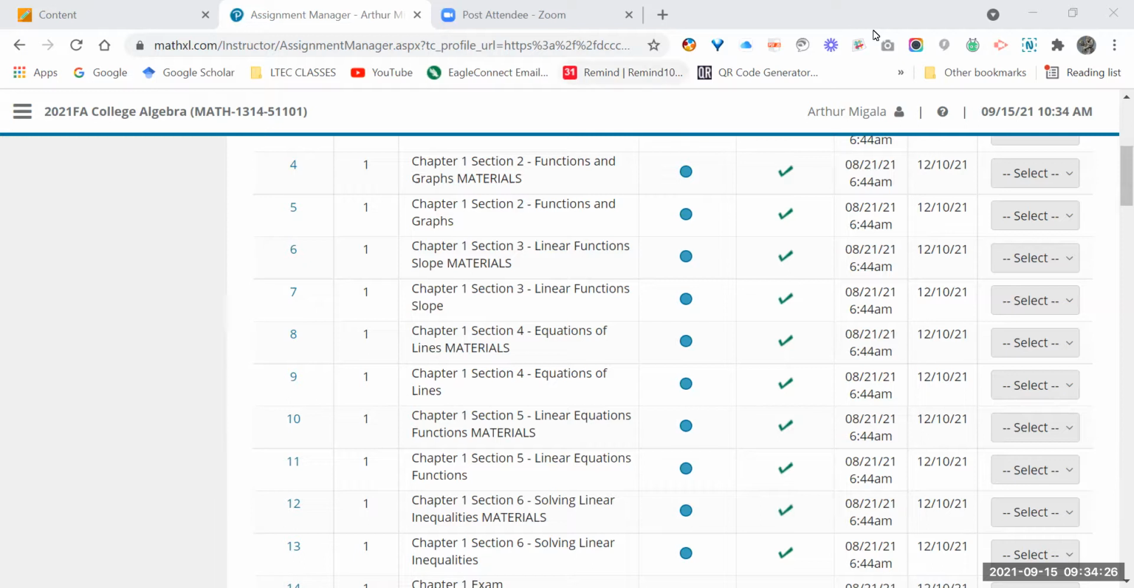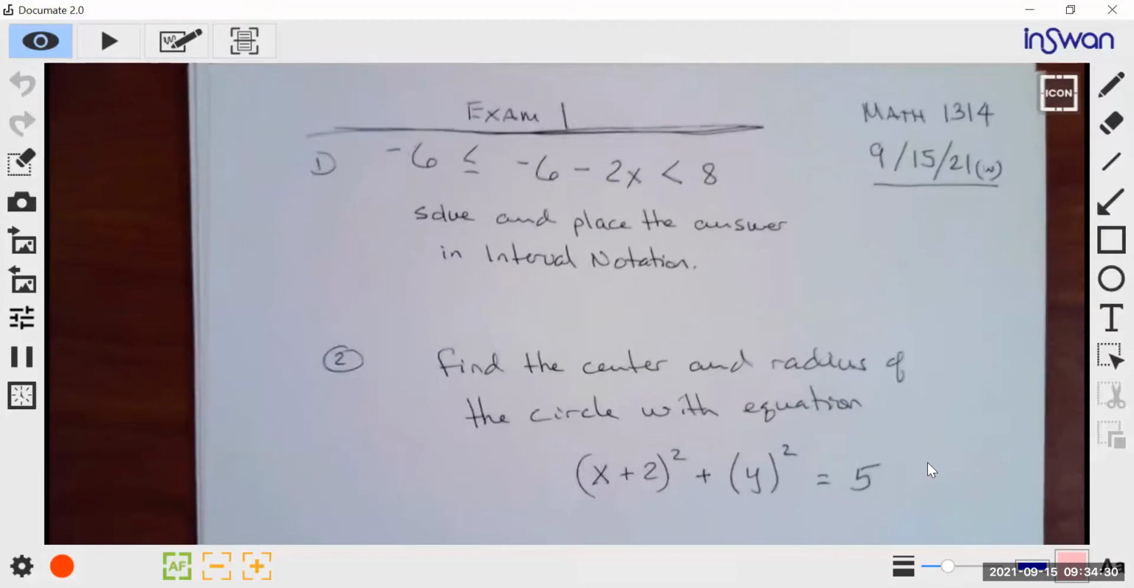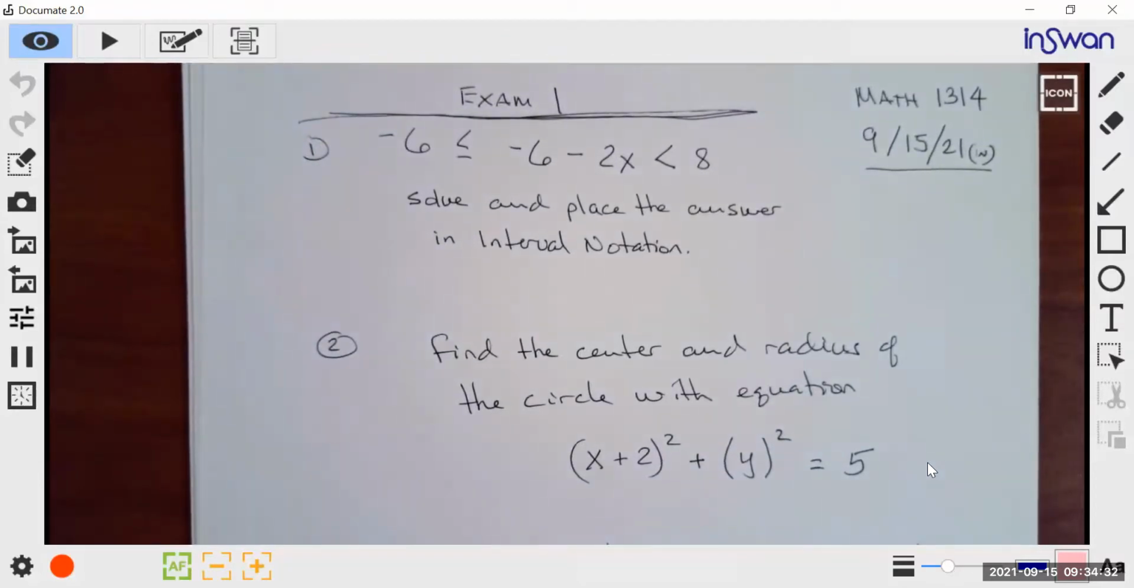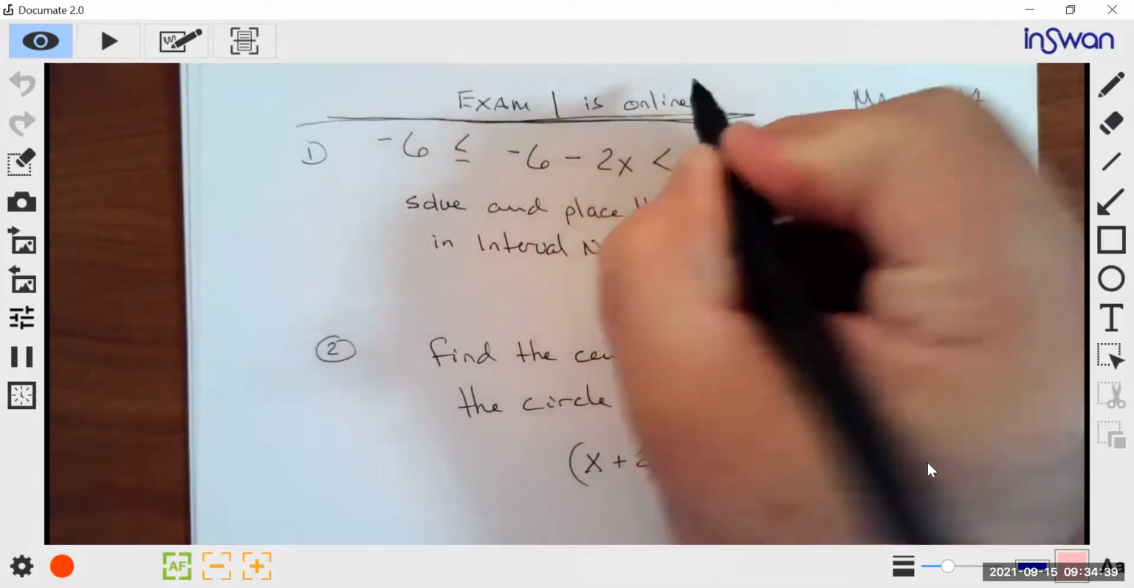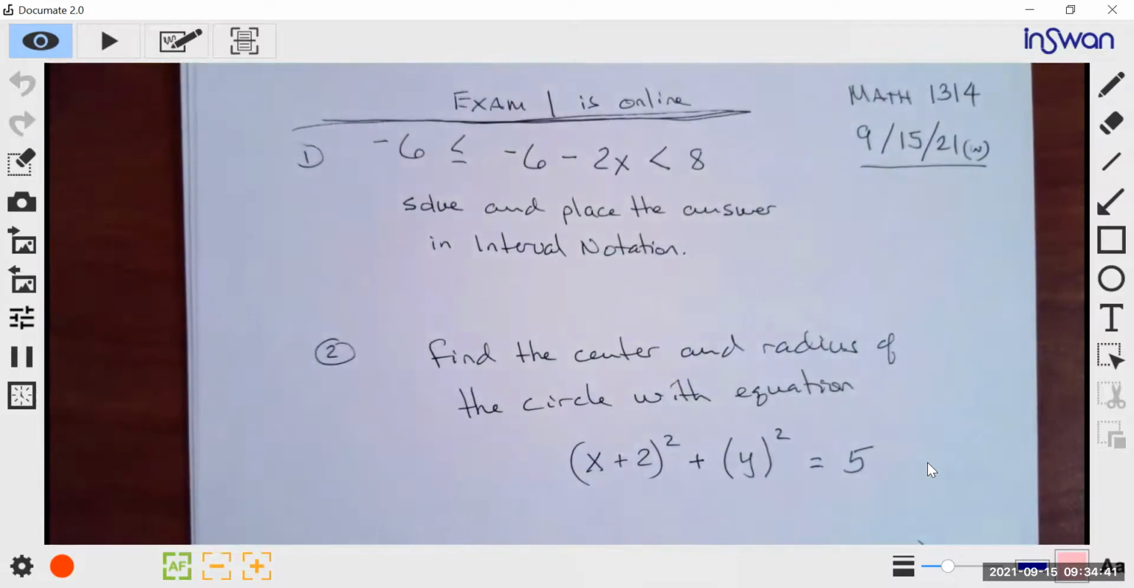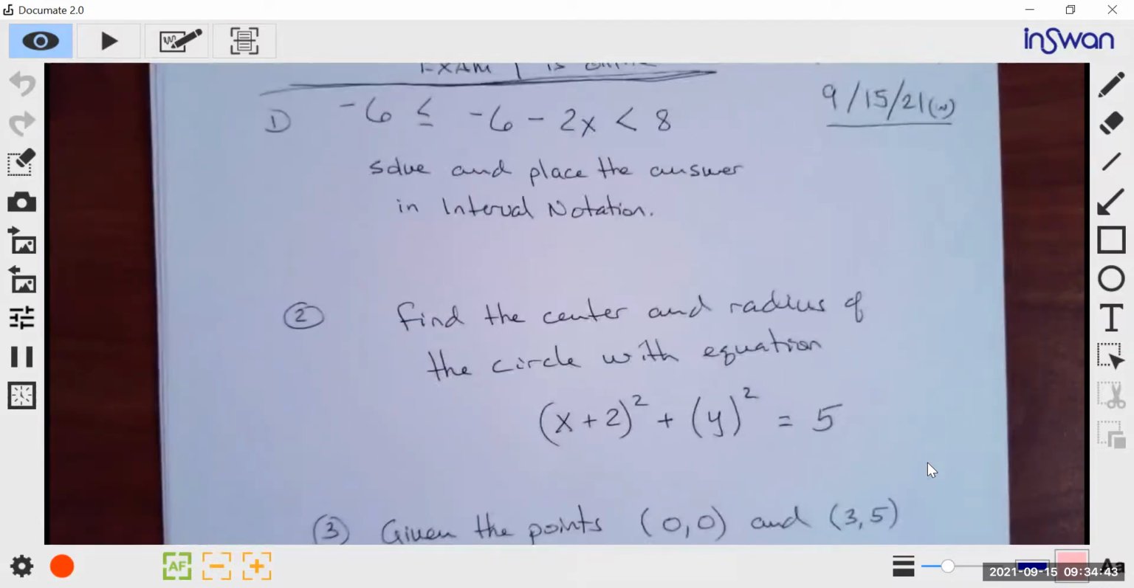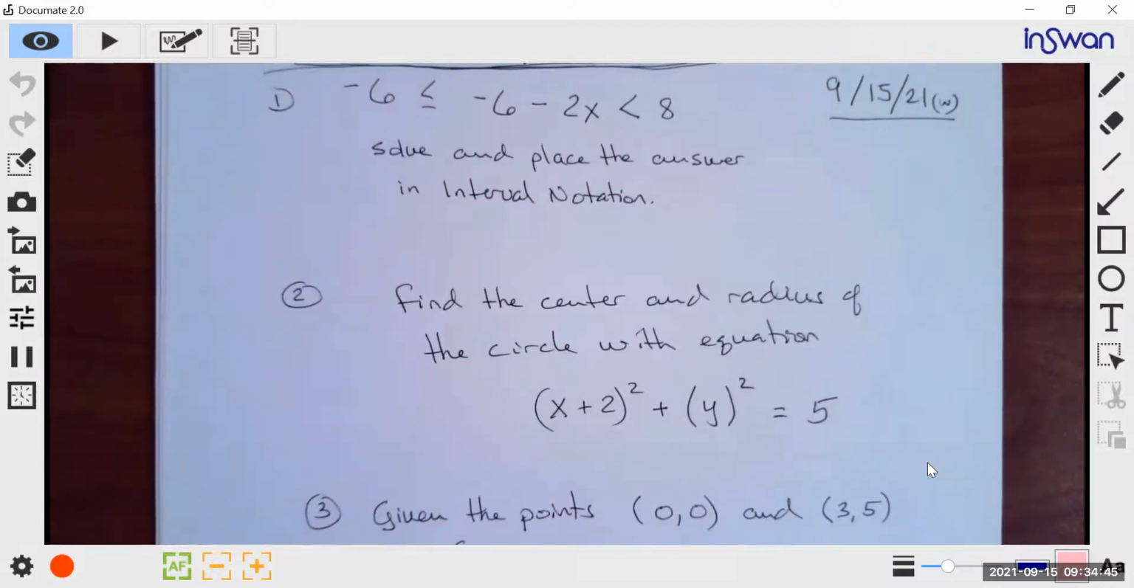Remember I told you that we would have... sorry, I didn't finish that. Exam 1's online. So let's look at these first 3 practice problems that cover everything in chapter 1. Not everything, but it's a large portion of it.